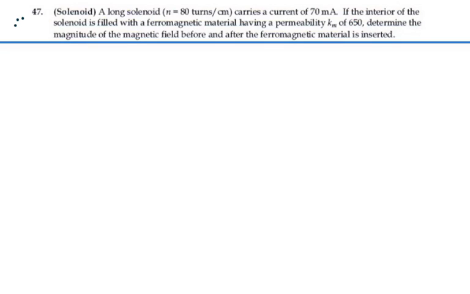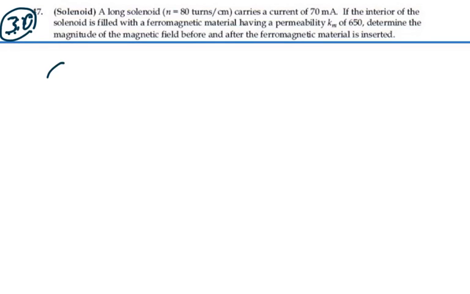Here's problem 3047. A long solenoid, N equal to 80 turns per centimeter, carries a current of 70 milliamps. If the interior of the solenoid is filled with a ferromagnetic material having a permeability Km of 650, determine the magnitude of the magnetic field before and after the ferromagnetic material is inserted.